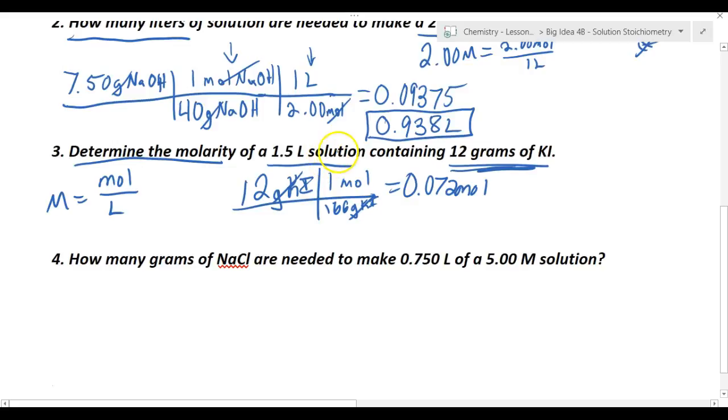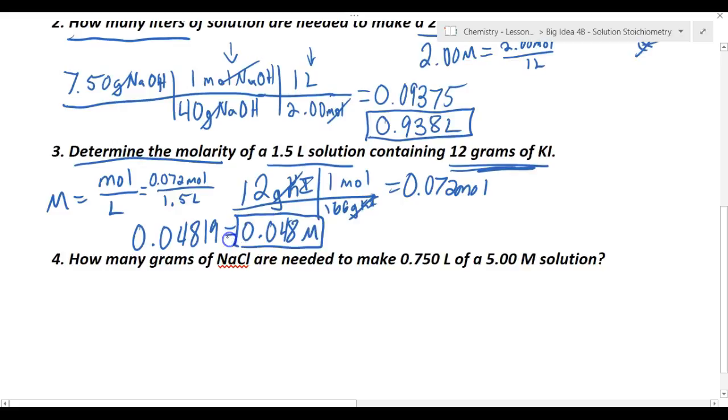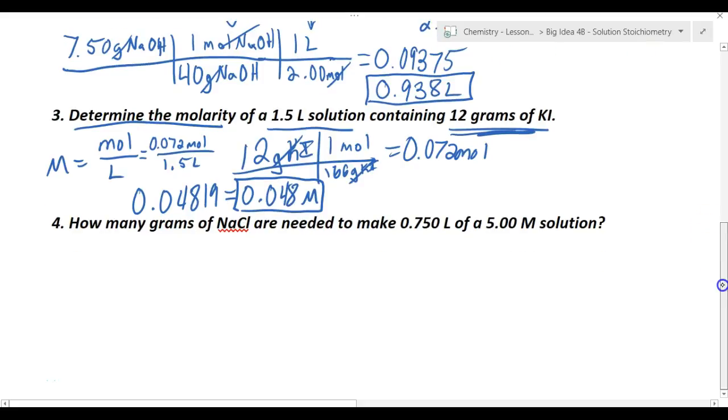Now we have moles and we have liters, so we can put that right into our equation. Molarity equals 0.072 moles over 1.5 liters. If you plug that in and solve, you should end up with 0.04819, or 0.048 molarity if you put it in sig figs. So 0.048 molarity is our final answer for that. These are pretty quick, they're not too tough.